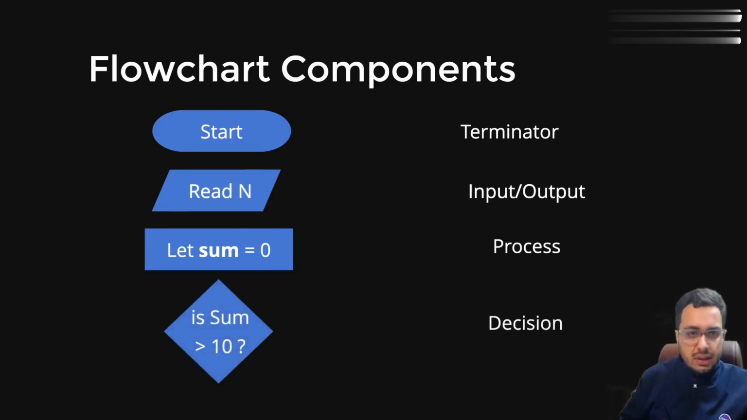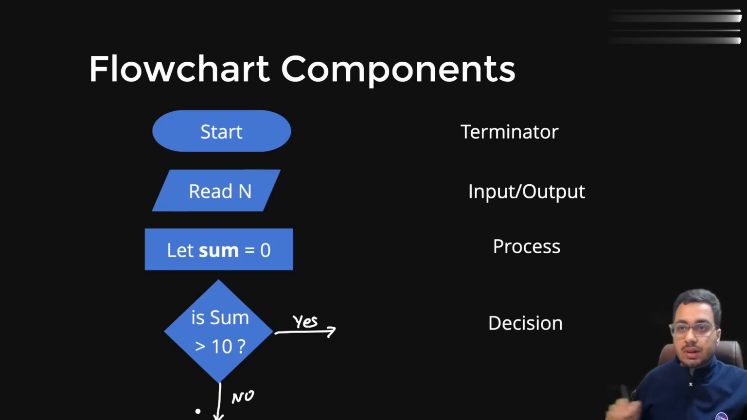The next component is a decision box. It is denoted using this diamond shaped box, also known as a rhombus. Whenever you have a certain condition to check, that means you want to check whether this condition is true or false, you will have this kind of box, and based upon the condition there can be two branches. If the condition is true, then I will go in this yes branch. If the condition is false, I will go in this particular branch.